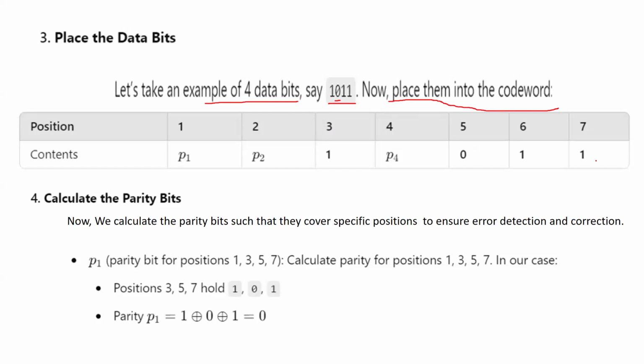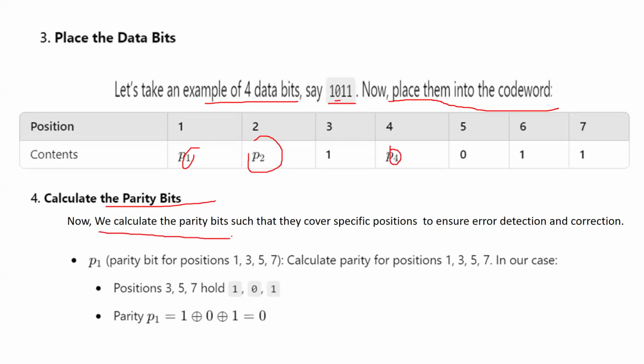That is my code word. Okay, so now coming to this fourth step. Now I need to calculate the parity bit values. I need to get the parity bits. The parity bits have no value yet, so I need to find out the value of each parity bit.